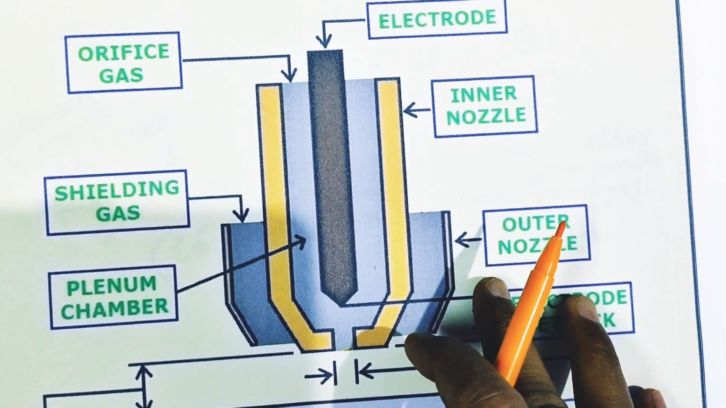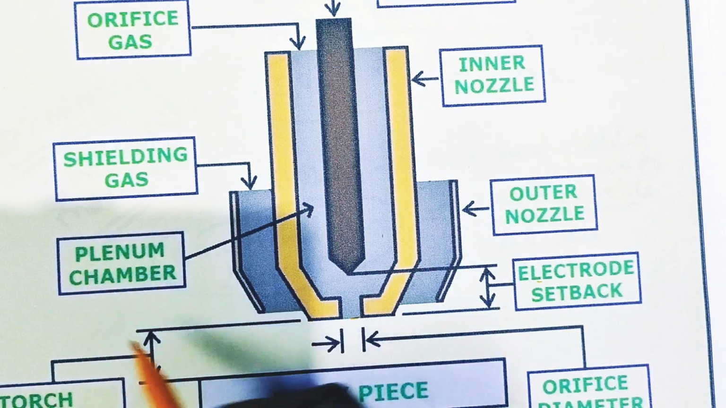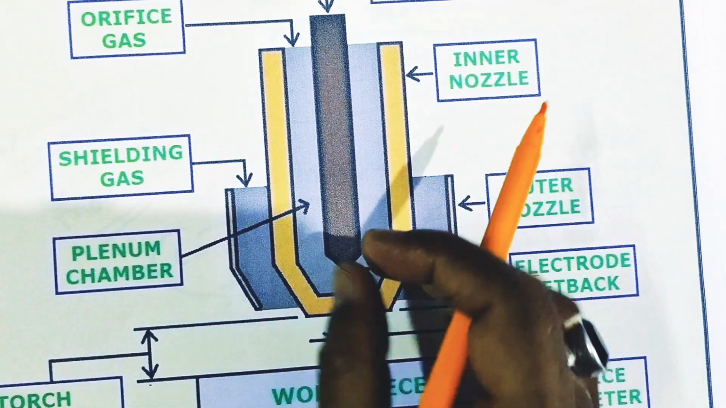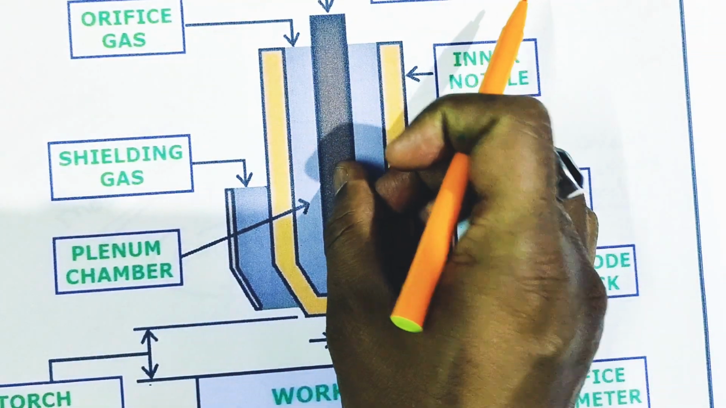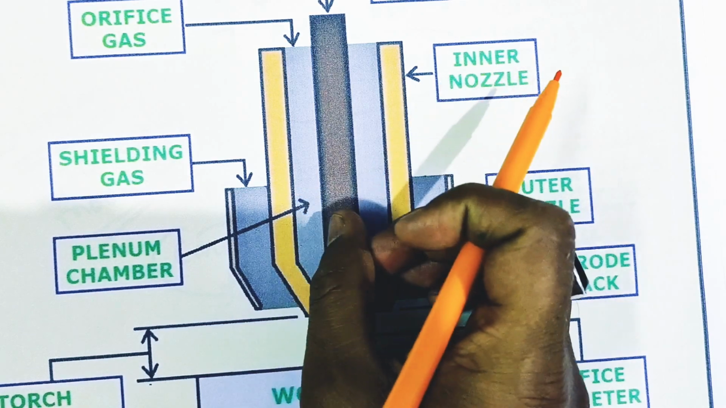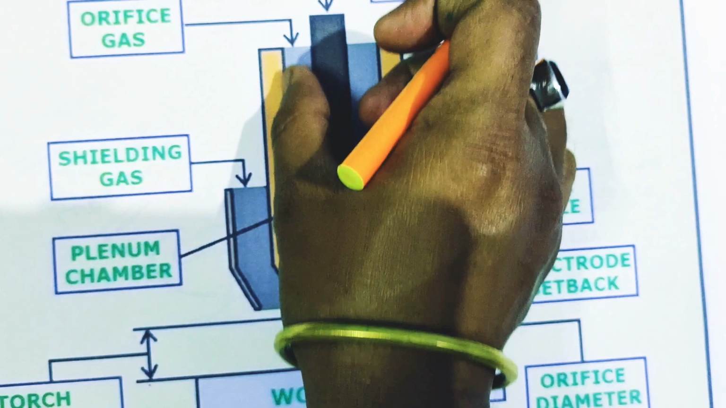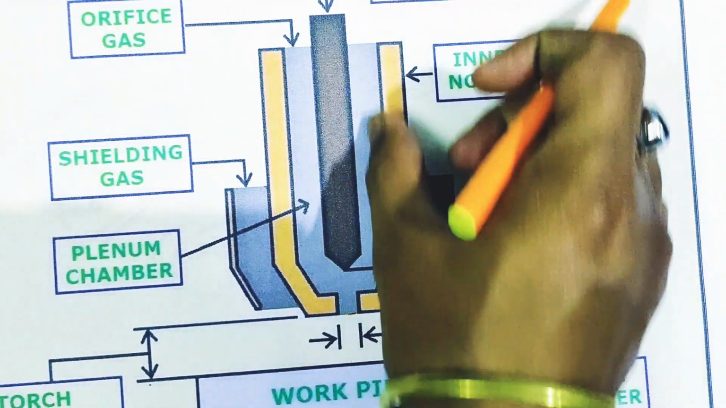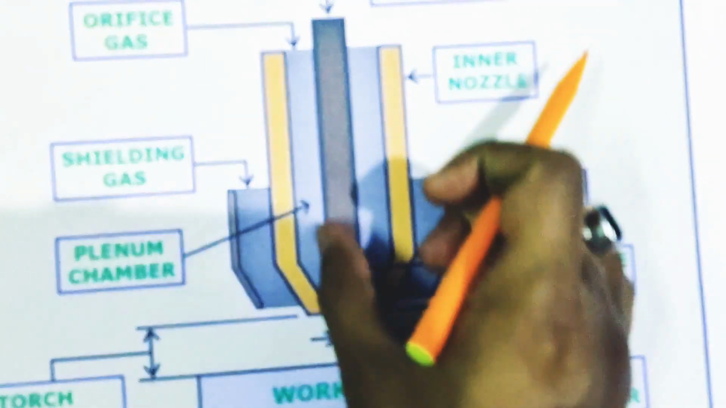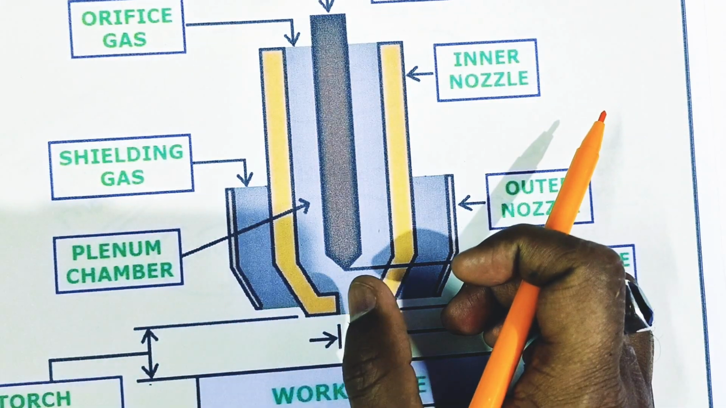And finally we have one more term, plenum chamber. This term is nothing but the space between the electrode and the inside wall, the inner chamber. This chamber is known as plenum chamber, where the orifice gas is supplied.